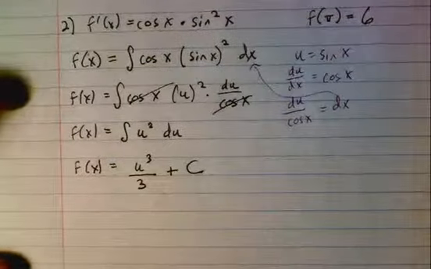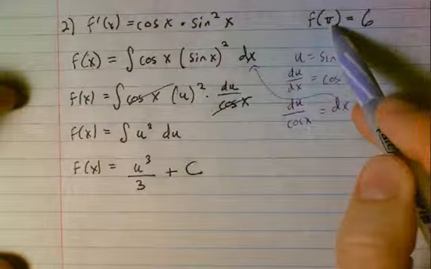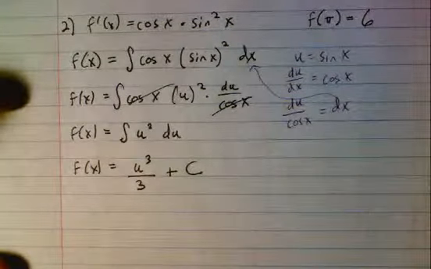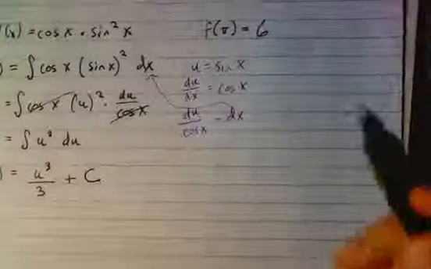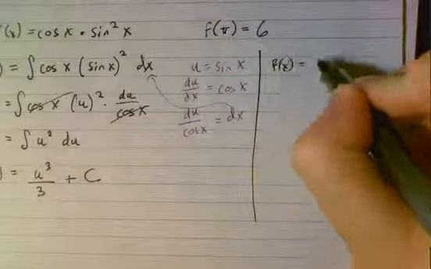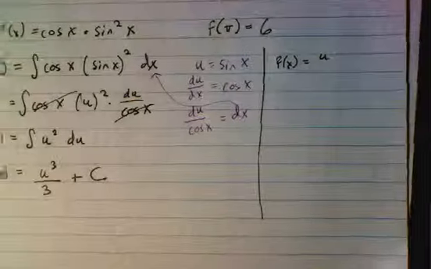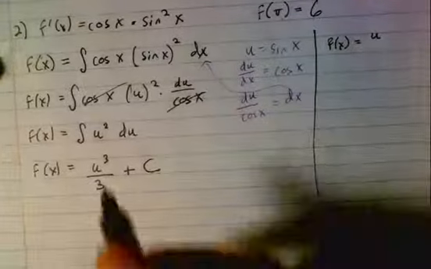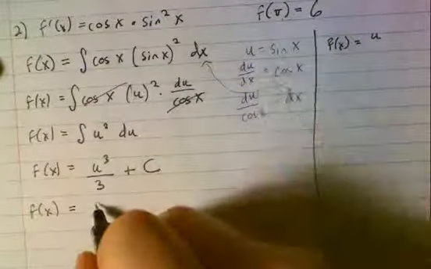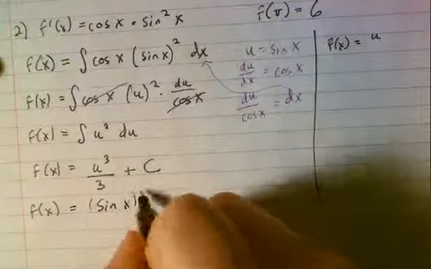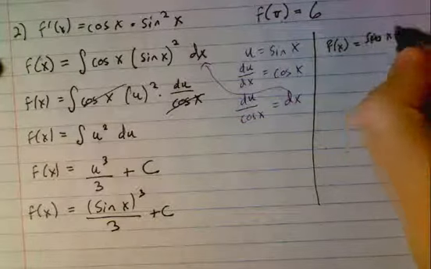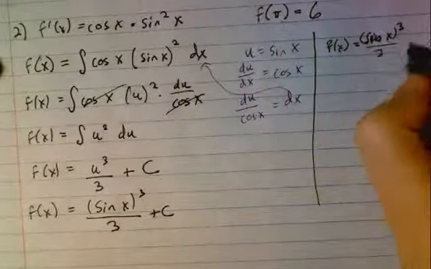Here's where we would have stopped, but now we're going to come back. We're going to use this initial condition to figure out what is c. I'm going to go ahead and do that way over here. So we've got f of x equals, oops, that's not going to work. If I've got f of x, I can't have u in there. I forgot this last step, which would be to put my u back in the equation. So this should be sine of x cubed over 3 plus c. And then f of x is sine of x cubed over 3 plus c.